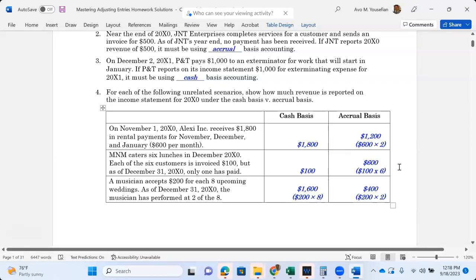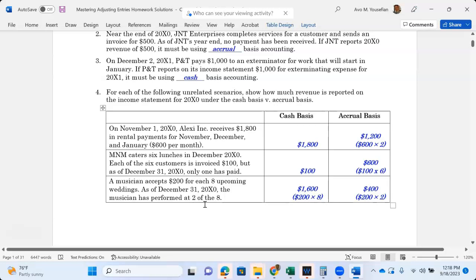Because the $500 is not paid yet, so it's receivable. And the musician accepts $200 for each of 8 upcoming weddings. As of December 31st, 2020, the musician has performed at 2 of the 8. So $200 for 8 events, 2 of them performed already.